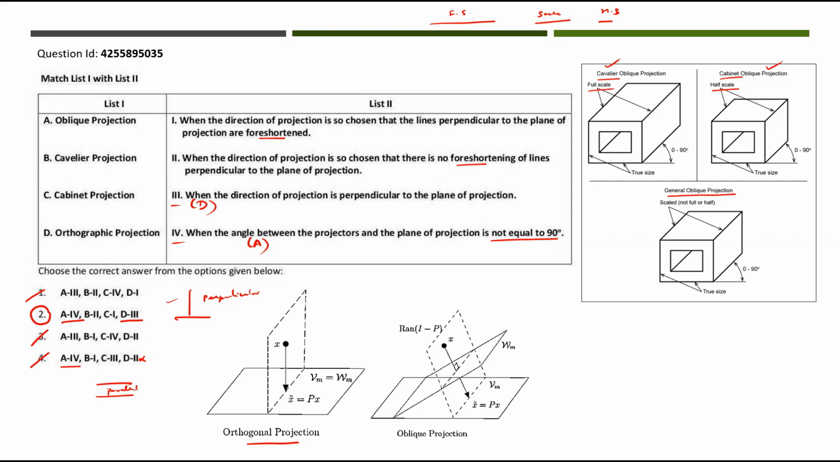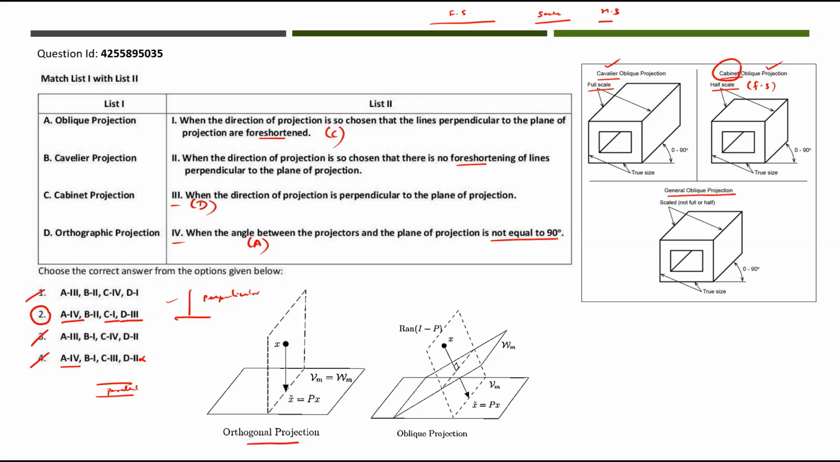Now let's see the first statement in list 2. When the direction of projection is so chosen that the lines perpendicular to the plane of projection are foreshortened. Foreshortened means they are not stretched or elongated, they are made small. So this foreshortening is the term that is used for half scale. So which projection is it talking about? It is talking about cabinet projection. C will be mapping to 1. C1 is available here.